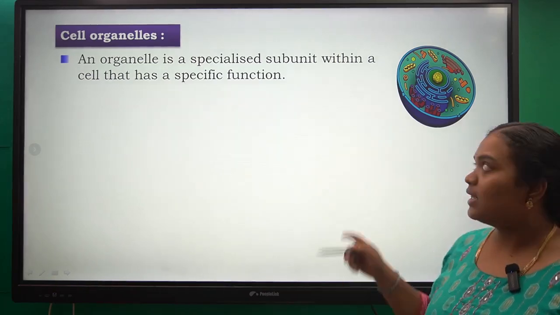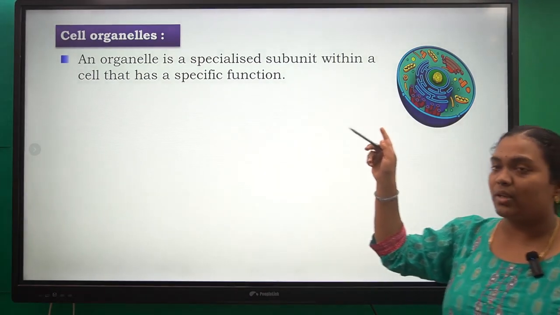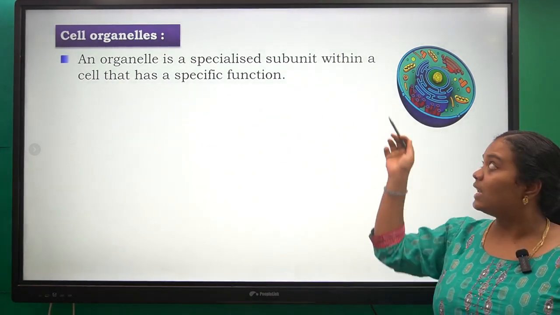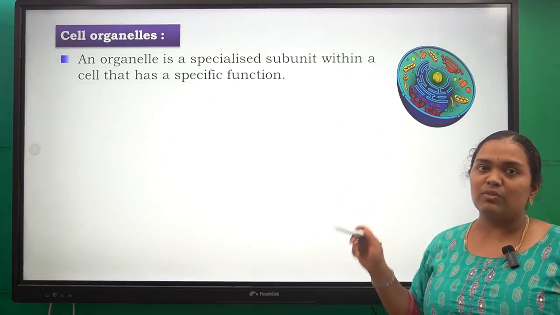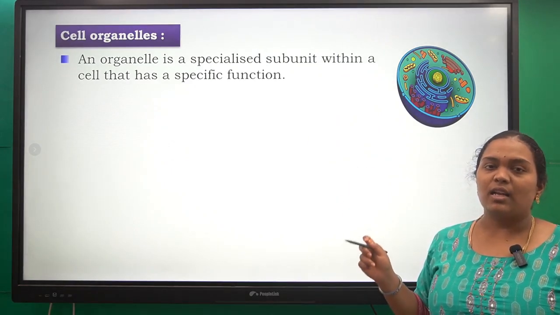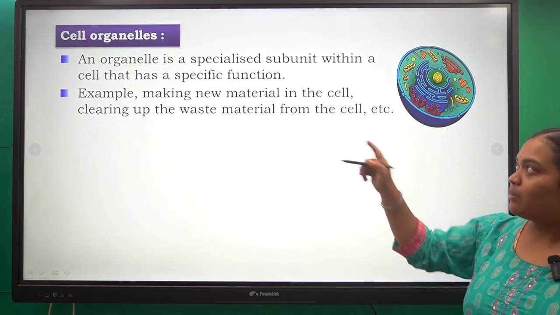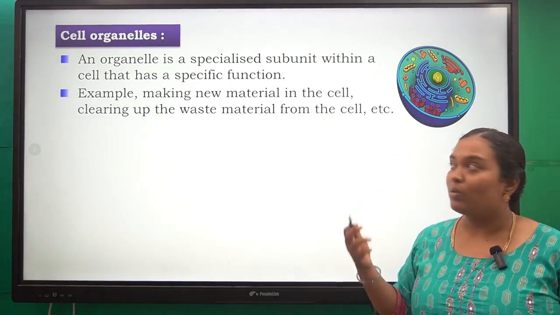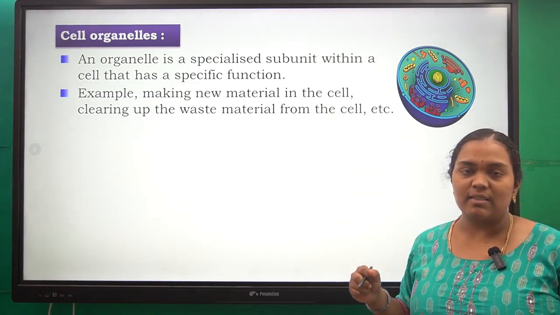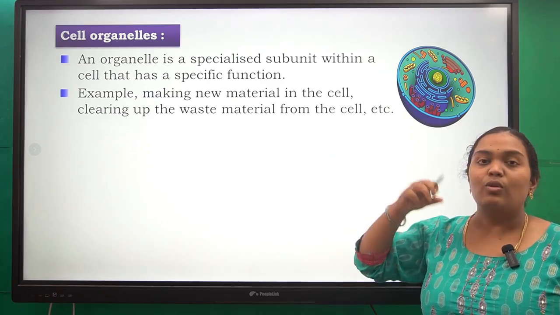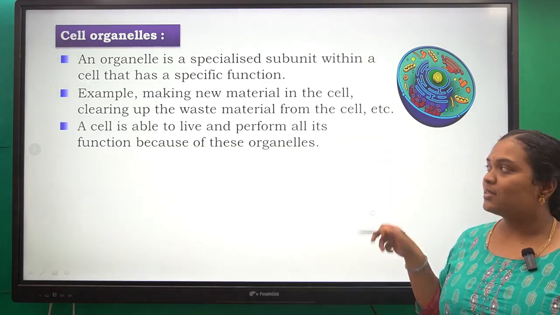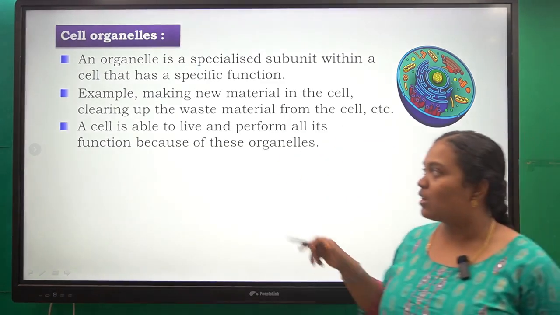An organelle is a specialized subunit. Subunit means a smaller part within a cell that has a specific function. Each cell organelle has a function of its own. For example, making new material in the cell, or if we want to throw out the waste material, all of this is done by different types of cell organelles.